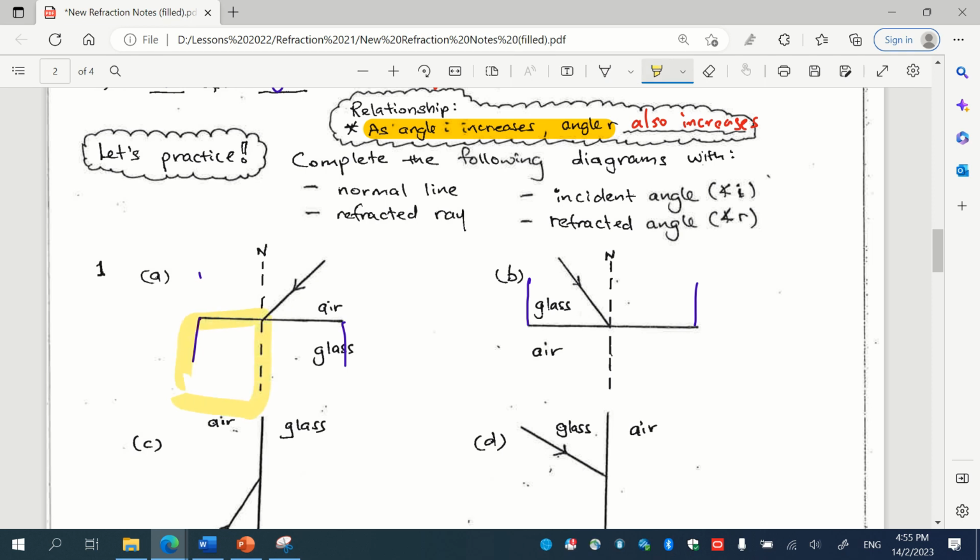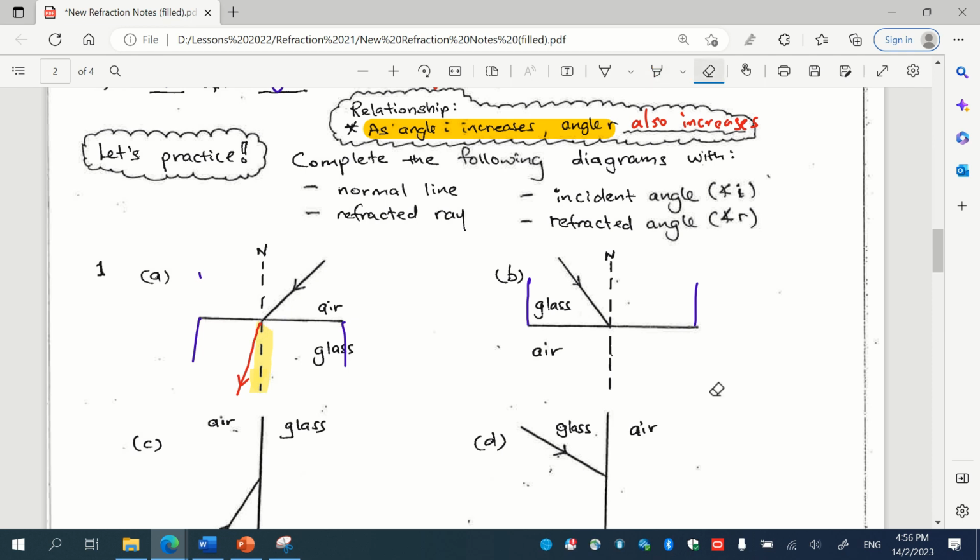Why? Because that is where the original path is. If there is no glass, the original path would have been like that. So it will be in this sector, since it goes from air to glass and slows down, it bends towards the normal line. Bending towards means from its original path, it comes towards the normal line here.